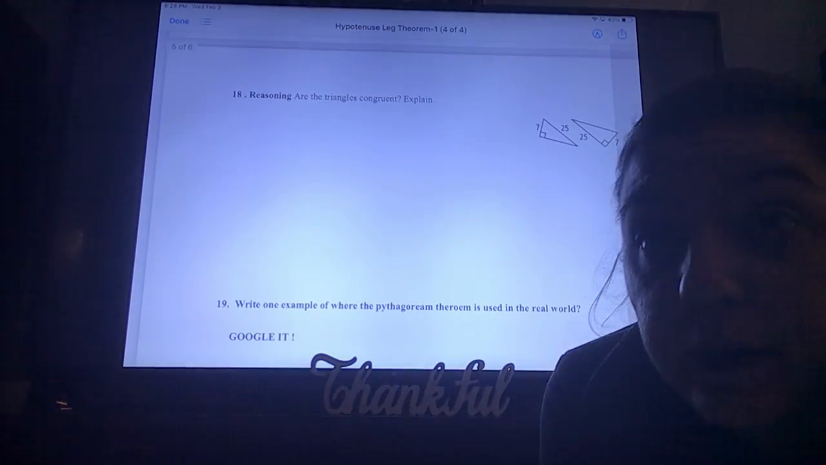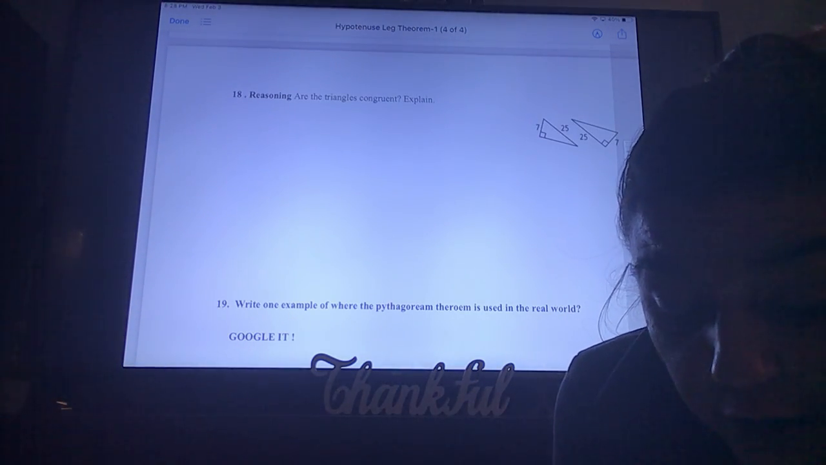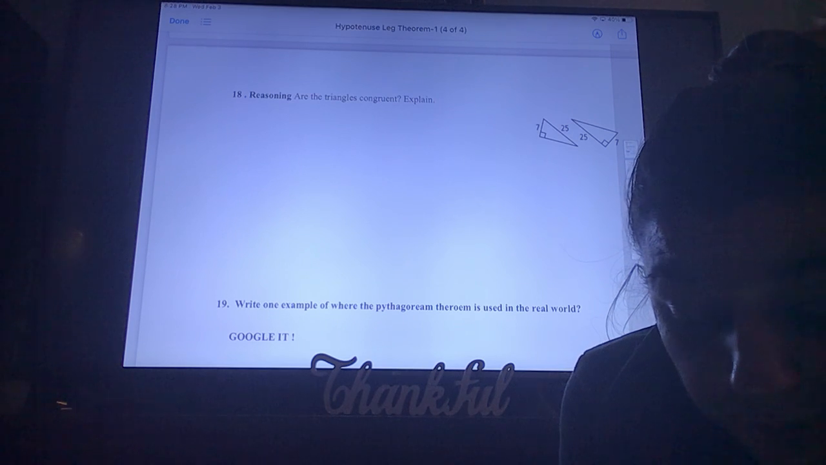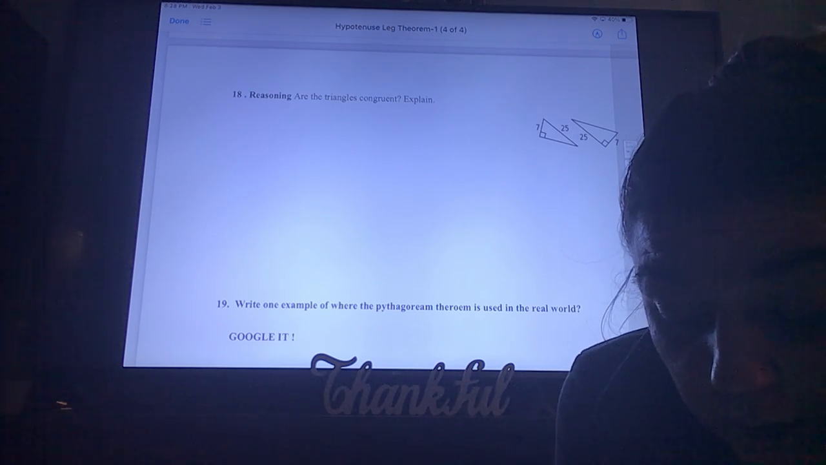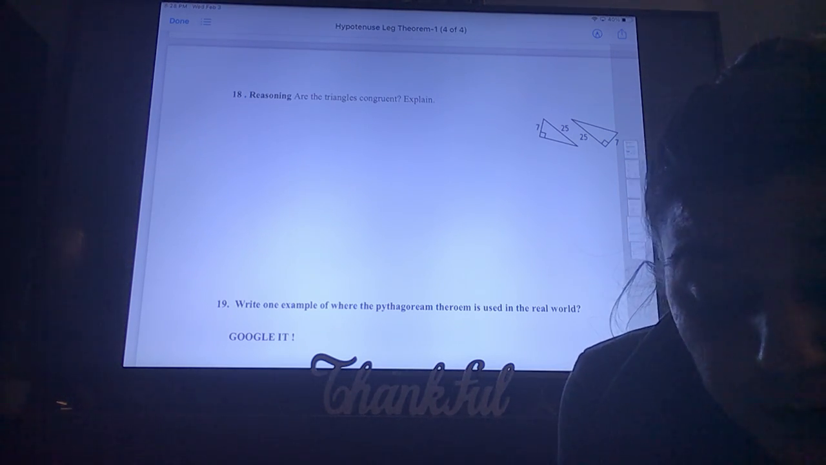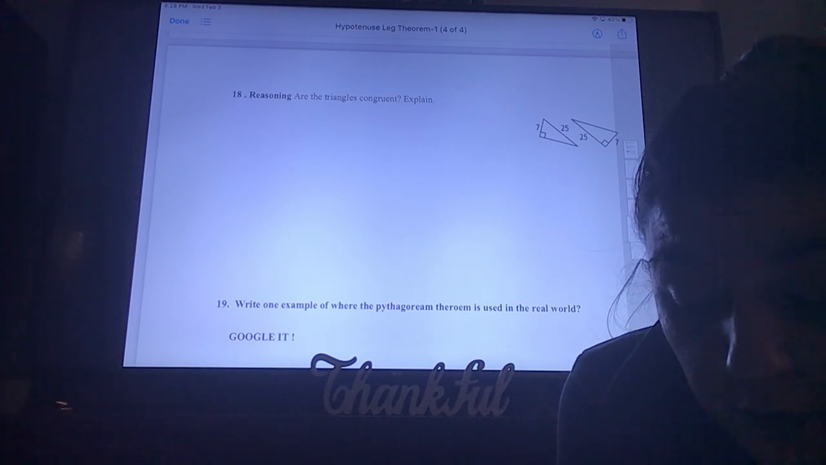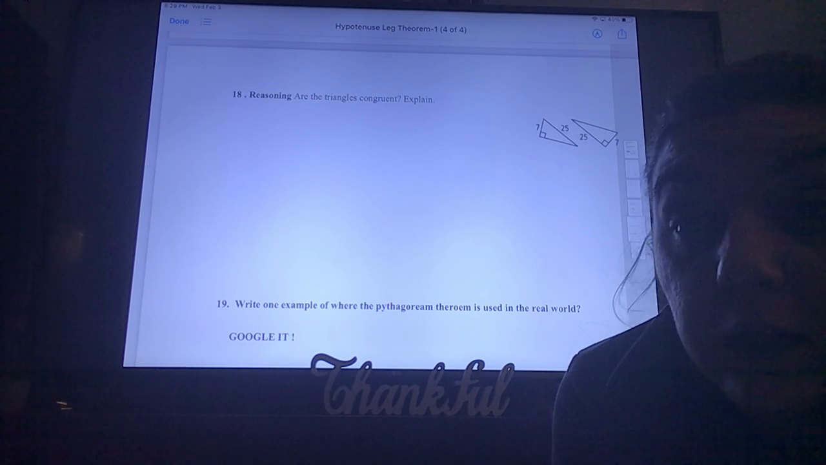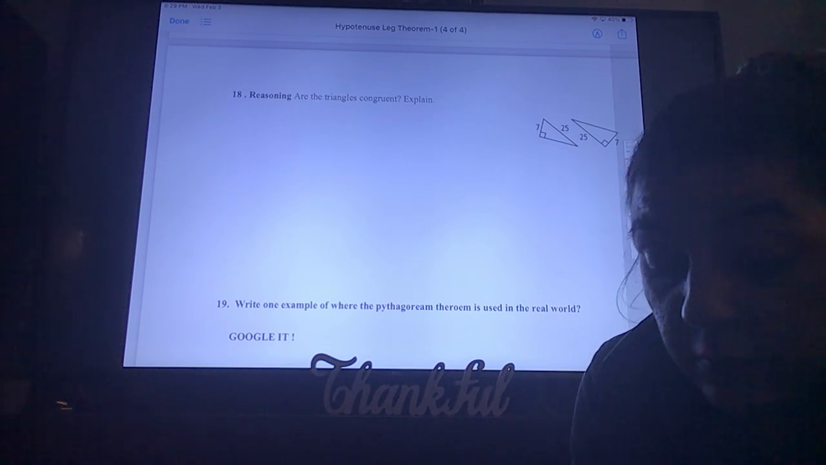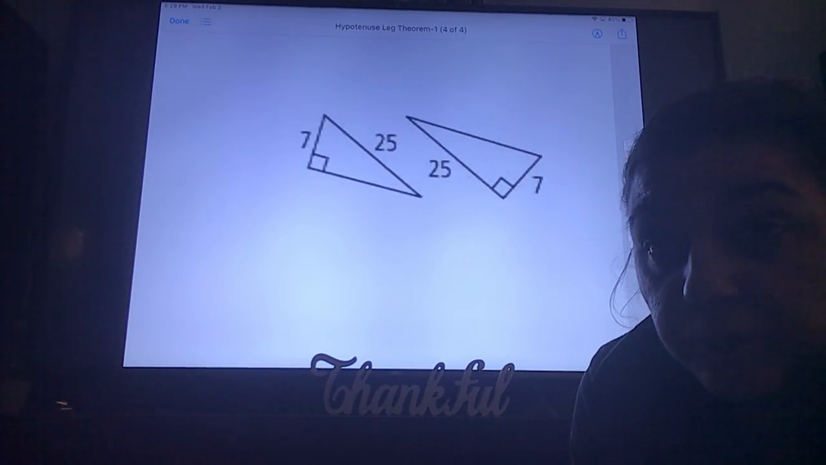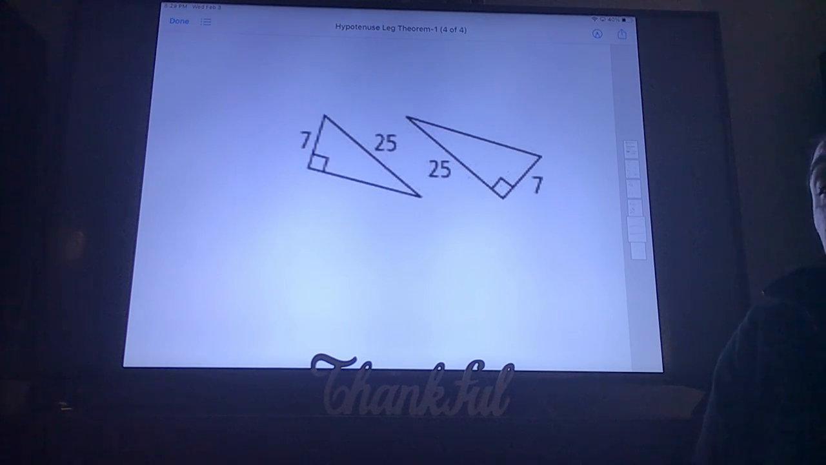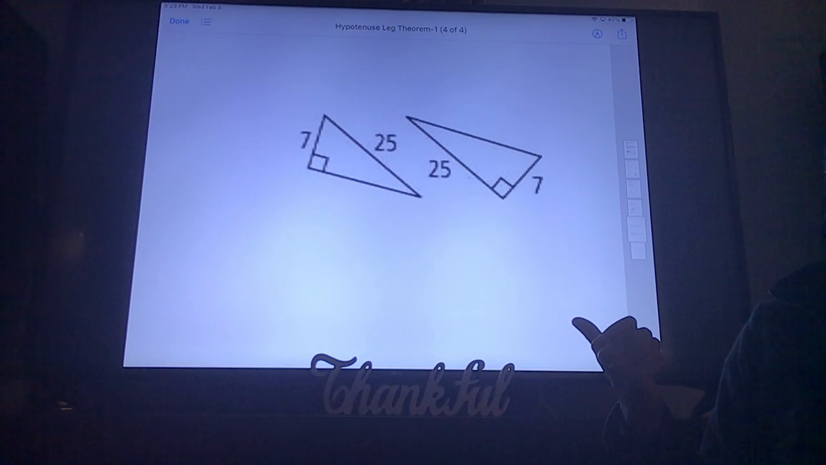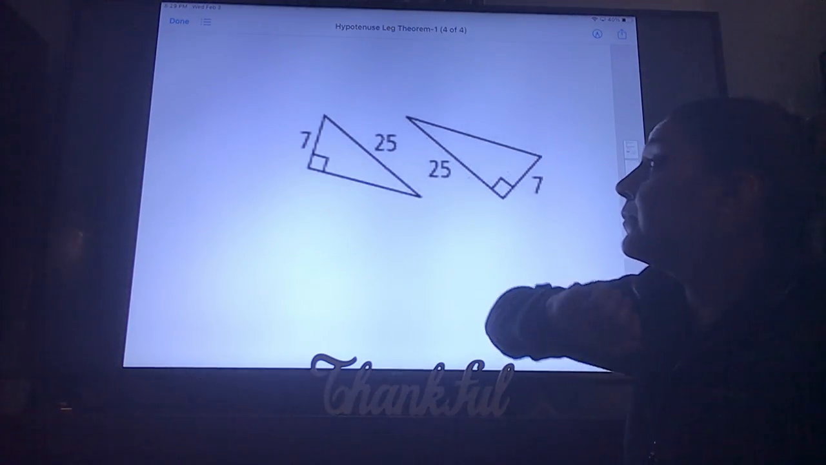Okay, 18. It says, are these triangles congruent? Explain. Okay, the answer is no, but I want you to explain in your own words, okay, why it's no. And I'll tell you the reason why, but you need to write it out yourself. So let's look at this picture. So our hypotenuse leg theorem tells us that we need 2 right angles. Do we have that? Yeah. Okay, we got 2 right angles.